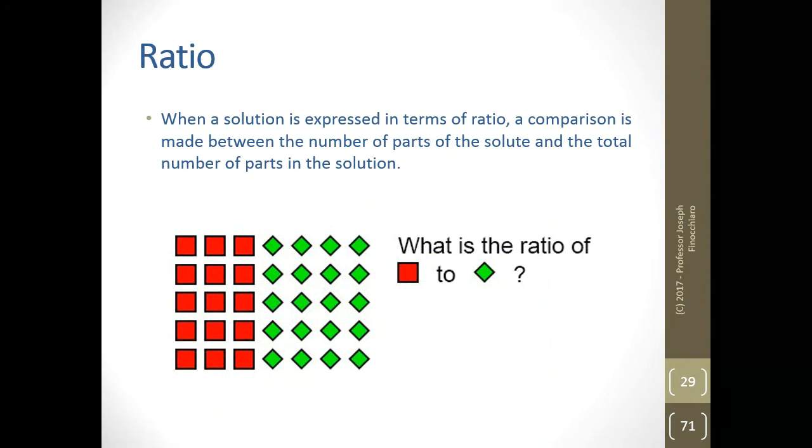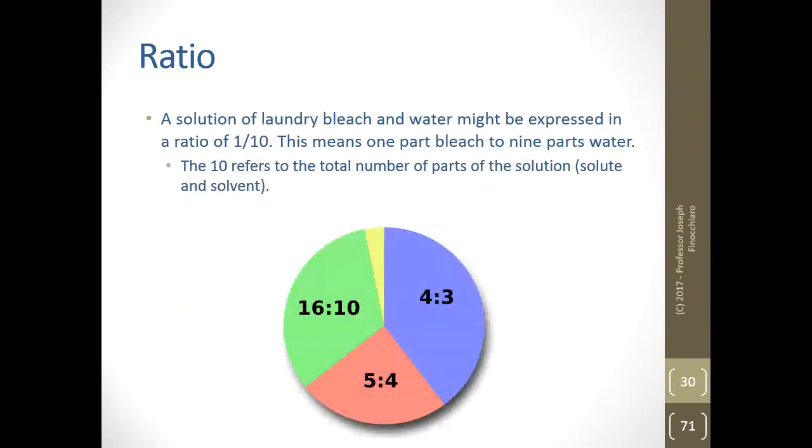When a solution is expressed in terms of ratio, a comparison is made between the number of parts of the solute and the total number of parts in the solution. A solution of laundry bleach and water might be expressed in a ratio of 1 to 10. This means 1 part bleach to 9 parts water. The 10 refers to the total number of parts of the solution.